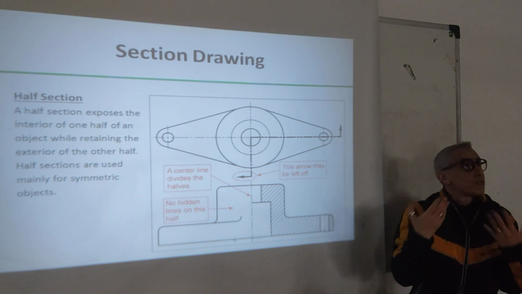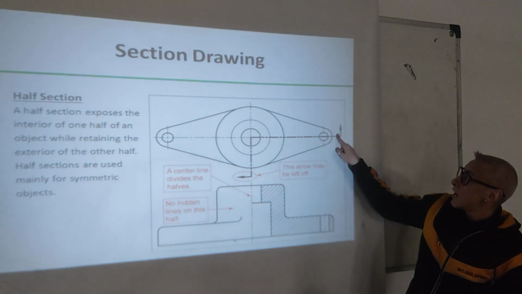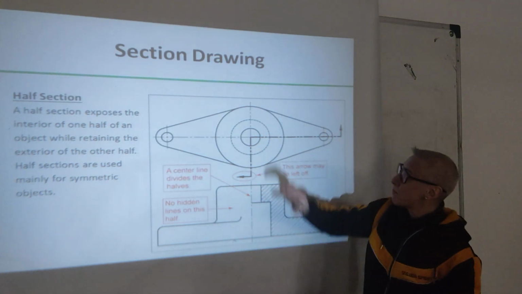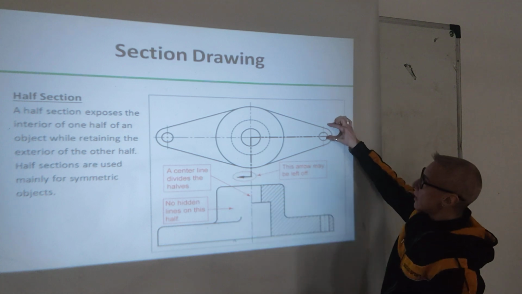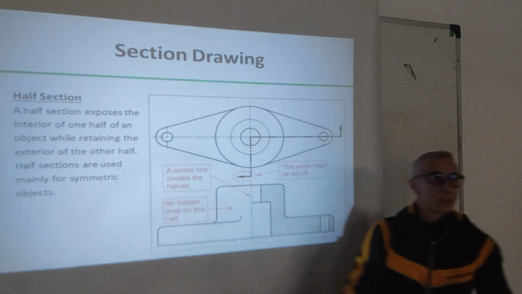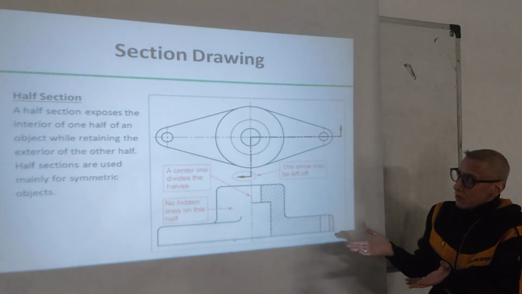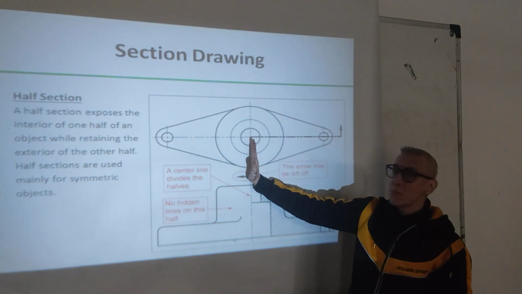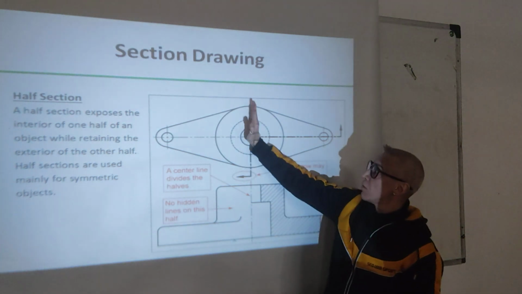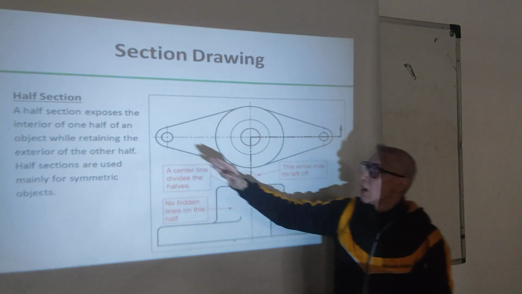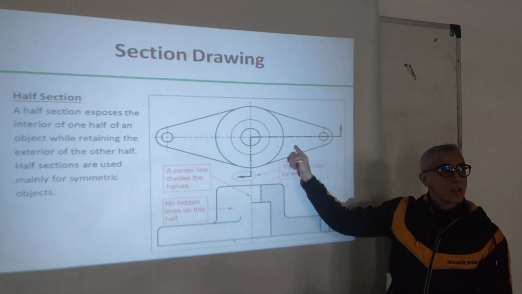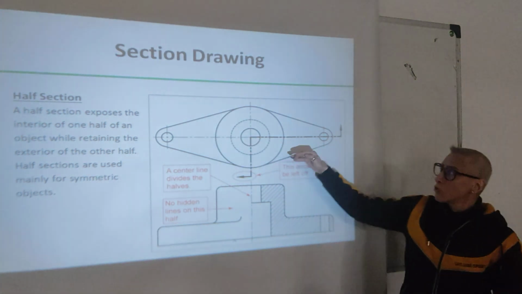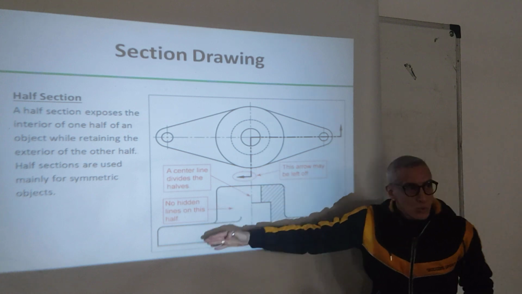So, if it was a full section, how would it look? The line will go all the way here with an arrow up, and we will have to draw all of this object opened. However, this is not needed, especially when the object is symmetrical. Now, this is a symmetry. This, the same as this. So, what happened inside here from this view, the same happened here. So, we don't need to draw two times.